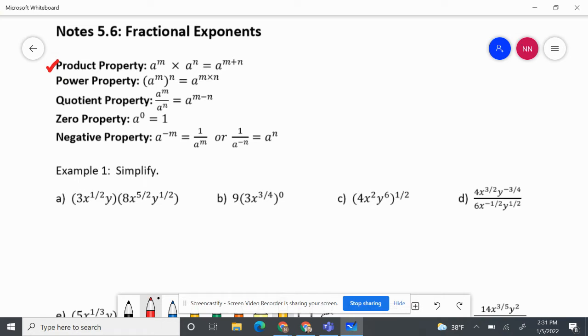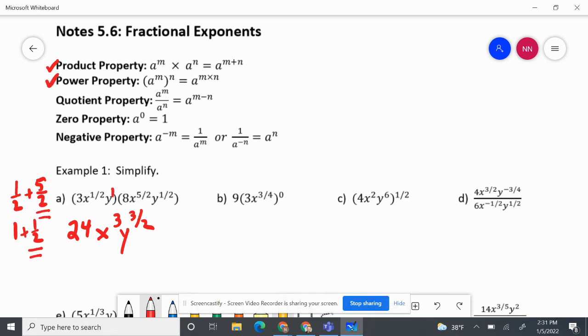So if we're looking at example 1, we multiply the 3 and the 8, and that gives us 24. We multiply the x and the x. I add the 1/2 to the 5/2, and that gives me 6/2, which is 3. And then I have 1 plus a half, and 1 plus a half is 3/2. So we're doing the exact same thing as we've done before. The only difference is that we have fractions instead of just whole numbers.